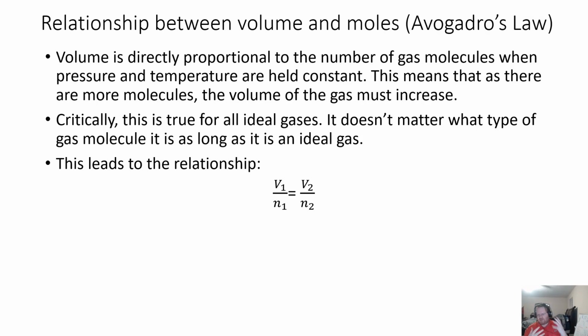So we can do that. Problems with this will solve exactly like the one we just did with V1 over T1 equals V2 over T2. They'll be exactly the same. Plug the numbers in. You just don't have to deal with the fact that temperature requires that unit conversion. You might have grams instead, though. So you've got to convert grams to moles instead. It's the only difference there.